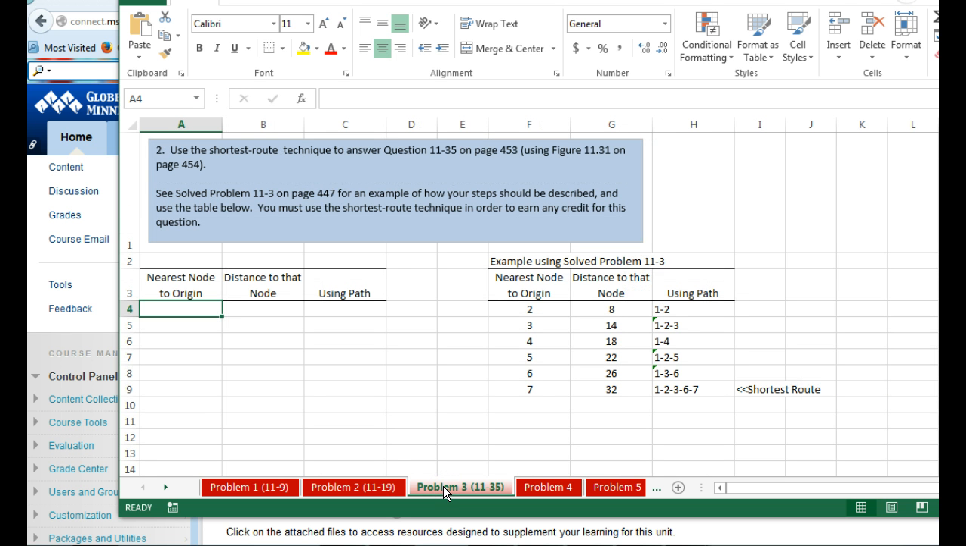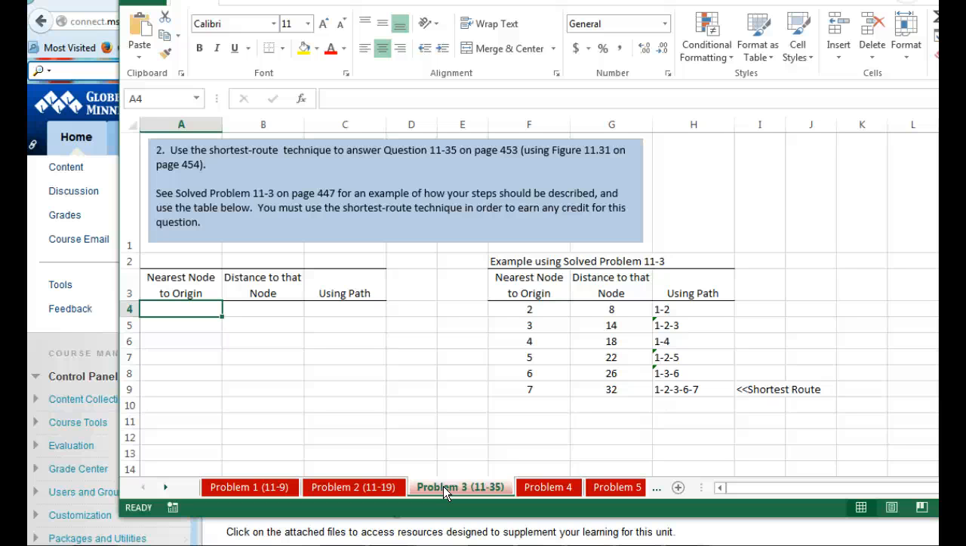Then problem 3 here is a shortest route problem. And again, it's out of the textbook. It's problem 11-35, at the bottom of page 453. And then there's an illustration that goes along with it on page 454. So make sure you use the correct illustration.